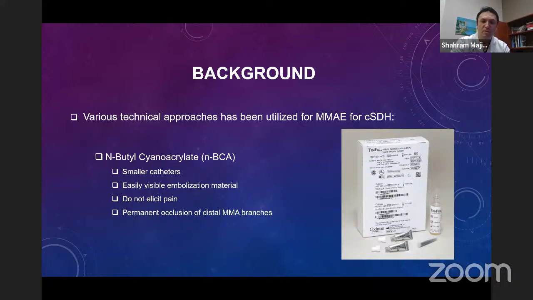And we can also use glue or NBCA, a liquid embolic material, for MMA embolization. Again, it can be used through smaller catheters. Glue is easily visible, and the advantage is it doesn't elicit pain, so the procedure can be done under max sedation. And some of these patients have multiple comorbidities, and general anesthesia might not be the most favorable plan for them. And similar to Onyx, glue also offers permanent occlusion of distal middle meningeal artery branches.